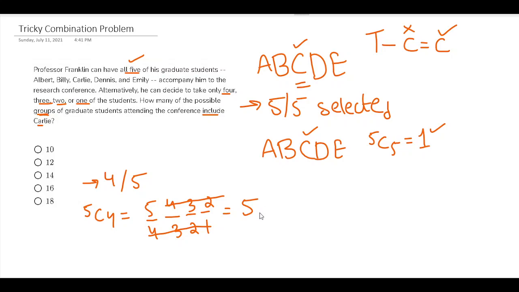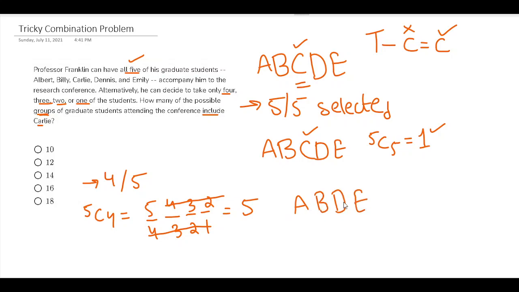So now the question is, is there any possible combination which does not have C? Well, definitely, yeah. If there are 5 elements and I need to pick 4 of them, there is a possibility, let's say A, B, D, and E.